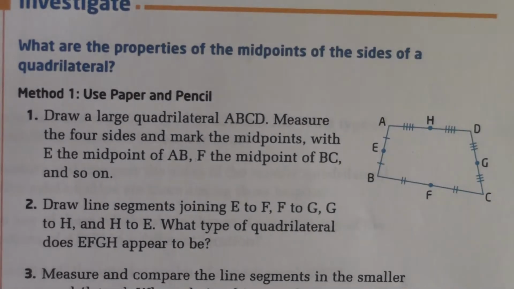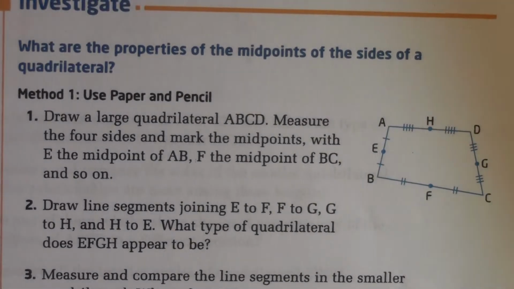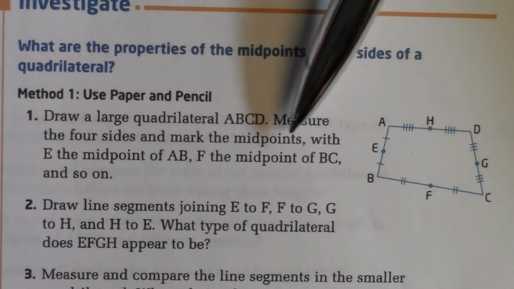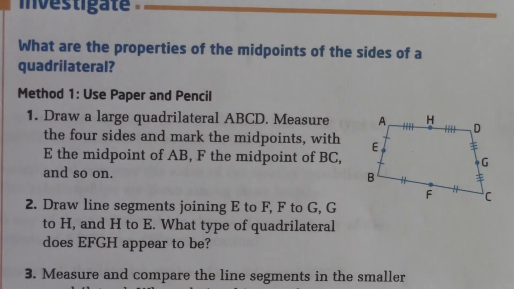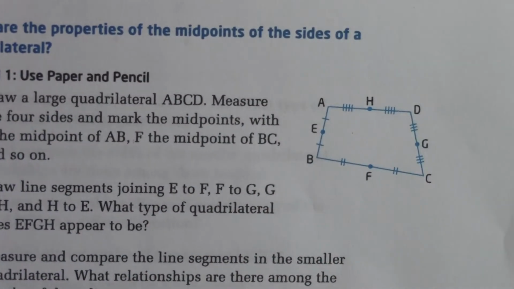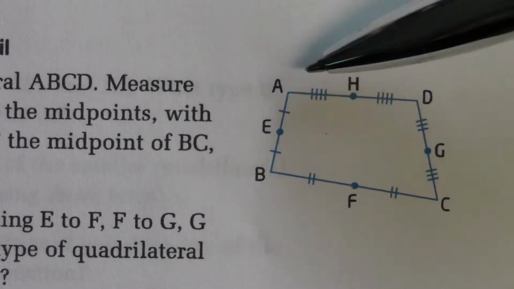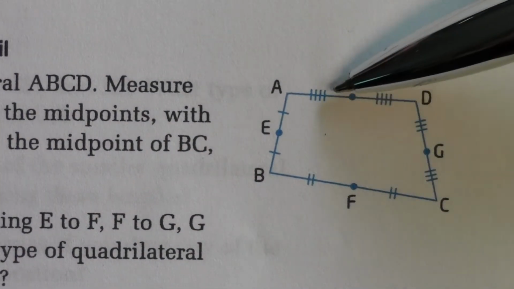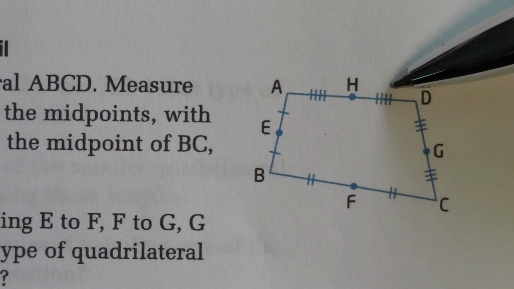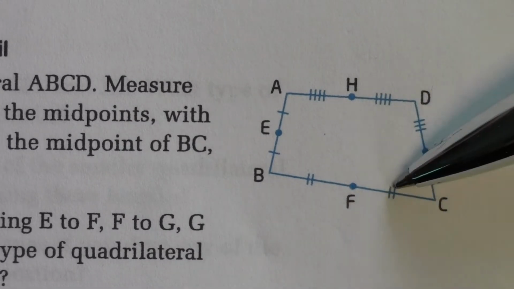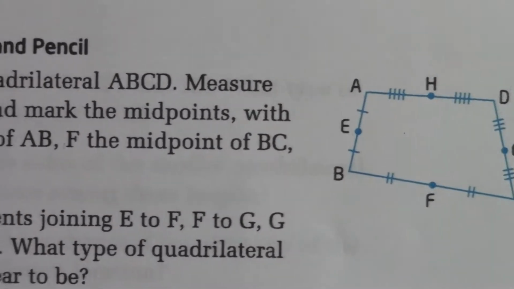Okay, all right, let's just go through it. Number one, draw a large quadrilateral ABCD, measure the four sides and mark the midpoints with E, the midpoint of AB, F, the midpoint of BC, and so on. So here's our beautiful quadrilateral. It's been measured out. Again, these dashes represent equal lengths. So if there's 4 dashes, it equals the same length of this side, which is 4 dashes. 3, 3, 2, 2.